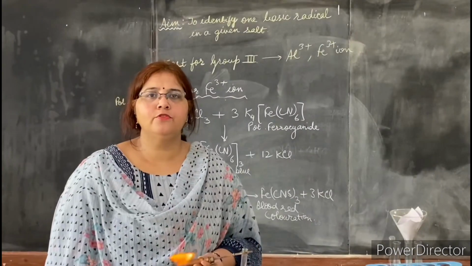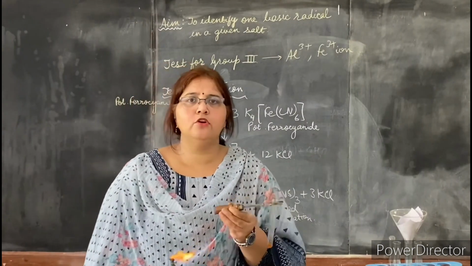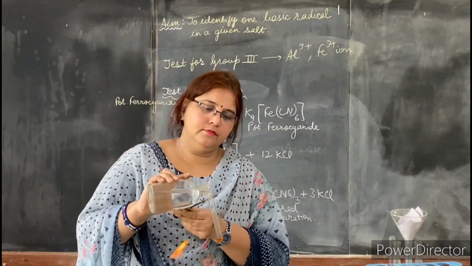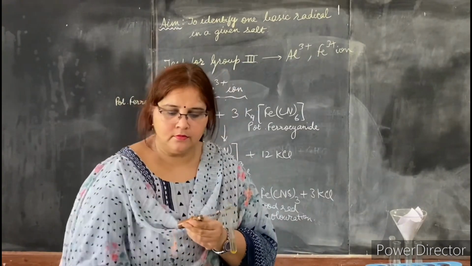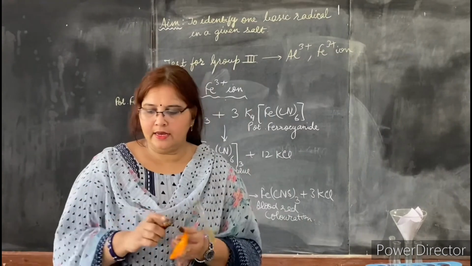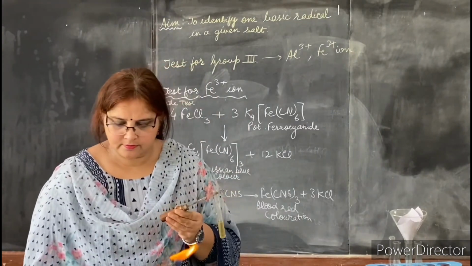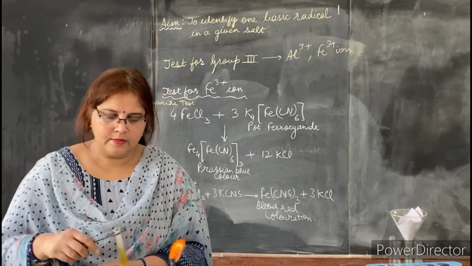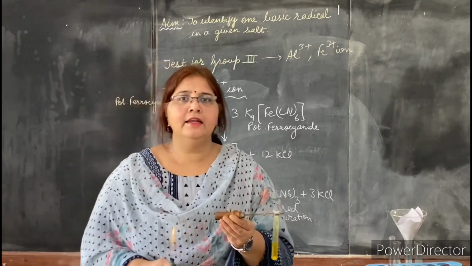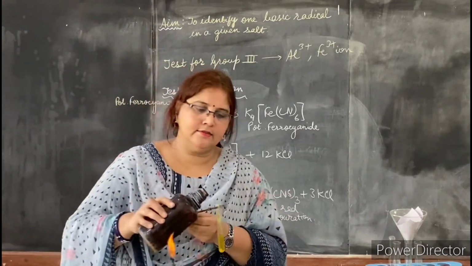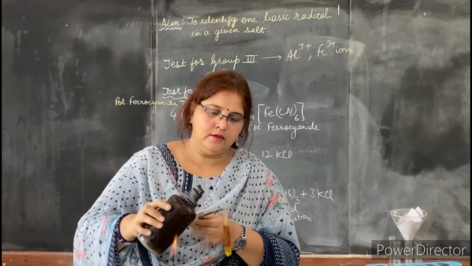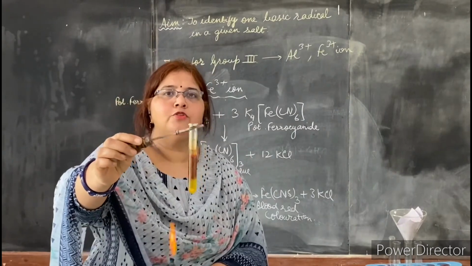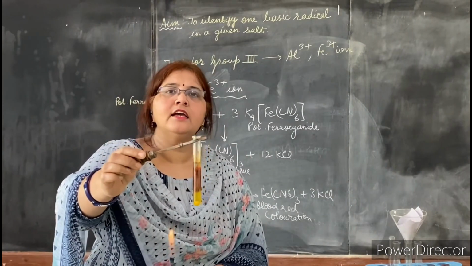Now, I will show you the test for the ferric ion. Take the salt in the test tube and add dilute HCl to it. Heat the solution and add ammonium chloride to it. And then add ammonium hydroxide in excess. You see, a brown color precipitate is obtained, which shows the presence of the ferric ion in the given salt.